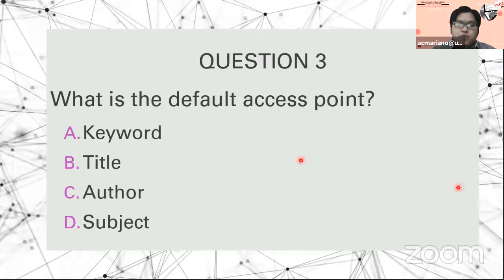So what is the default access point when you're using EBSCO Discovery Service? Remember, if we go to the home page and you type a search term there, it searches under what? Is it A, keyword, B, title, C, author, or D, subject? So again, thumbs up if you're done. Okay.